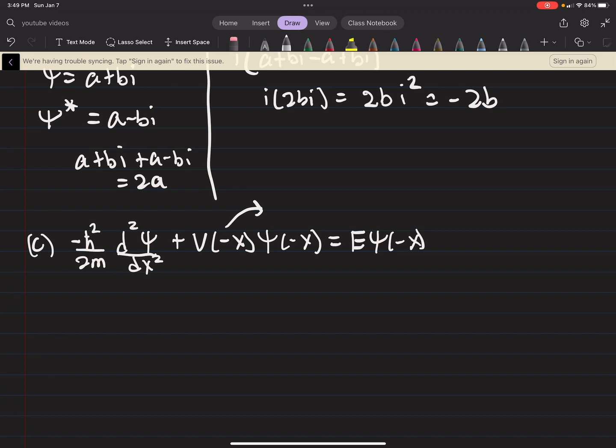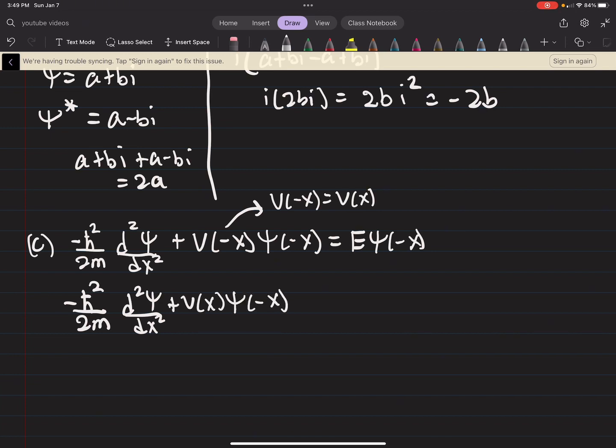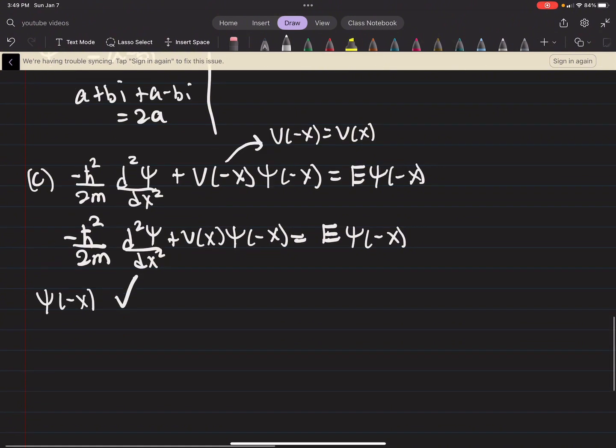And here, we're saying that V of minus x is equal to V of x. V of x is even, so by definition, that's what it means. So just putting that in, what we can see is that psi of minus x is also a solution to Schrodinger's equation. Okay? So psi of minus x is also a solution.